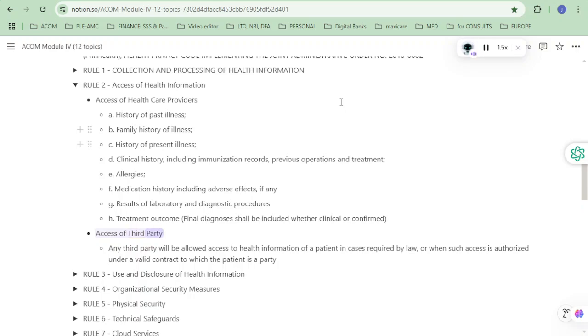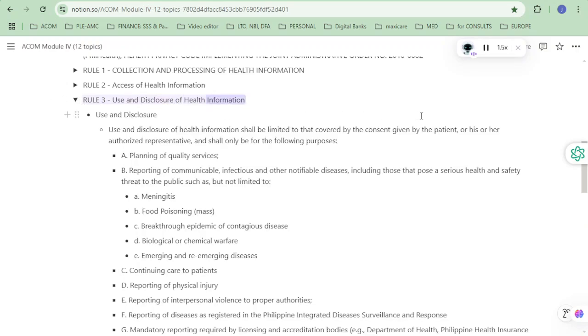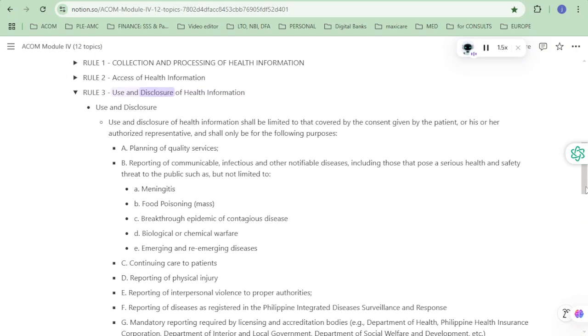Access of third party. Any third party will be allowed access to health information of a patient in cases required by law, or when such access is authorized under a valid contract to which the patient is a party. Rule 3, Use and disclosure of health information. Use and disclosure.